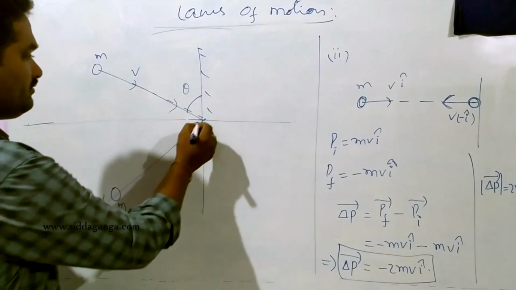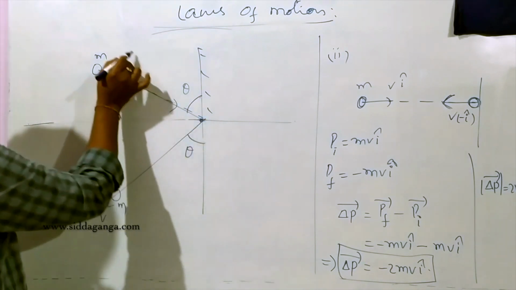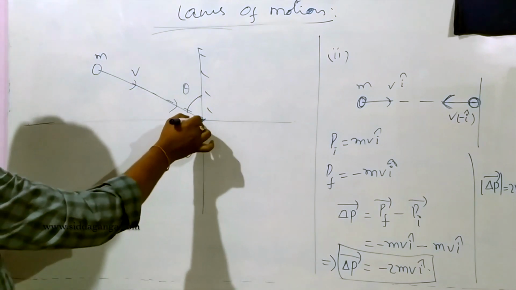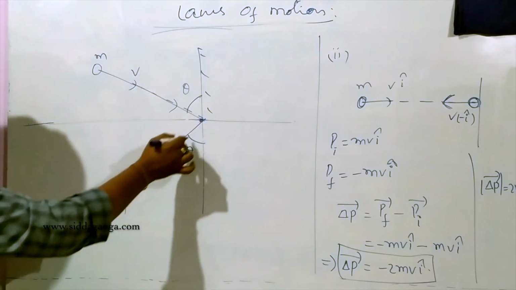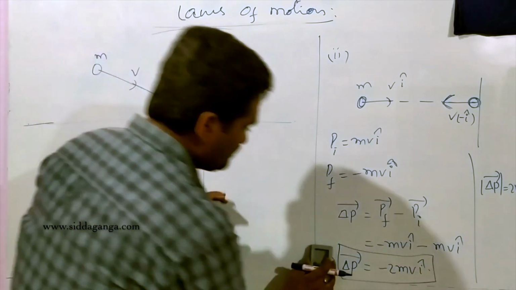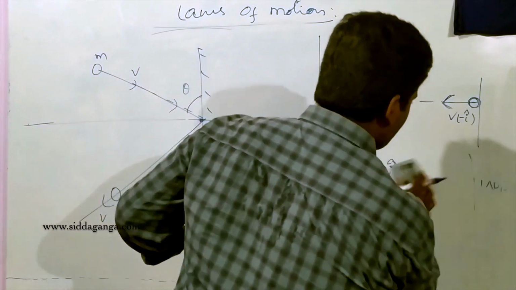Okay. So now what will be the change in momentum of the ball? Here the initial momentum is mv in this particular direction, and the final momentum is mv in this direction you have to consider. So how to find out the change in momentum in this condition? So we will try to solve for it. Important things.